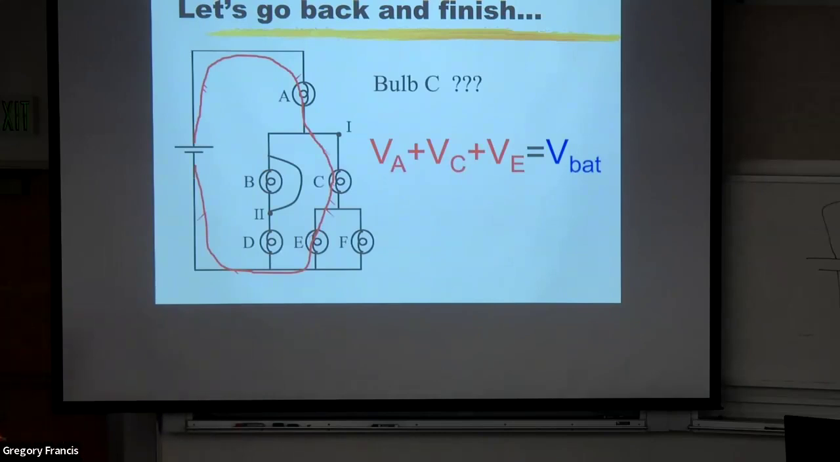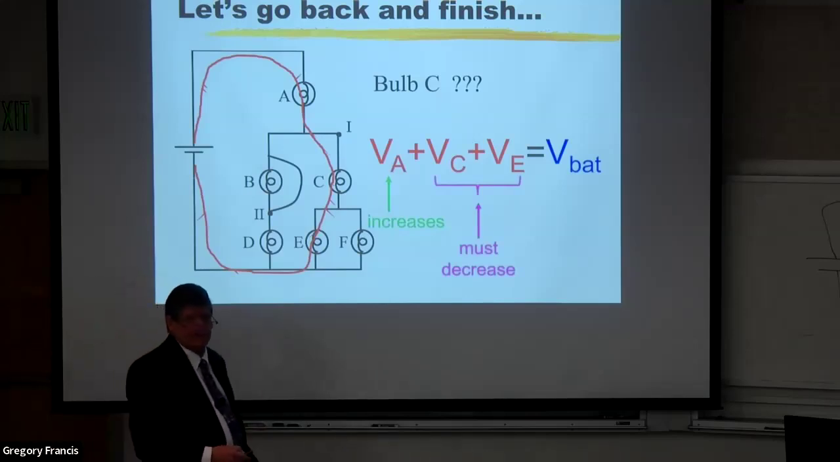Well, I know that adding a path makes the indicator bulb go brighter. So that voltage gets bigger. I know that E is always going to get half the current that C has, so they have to go the same direction. If C gets brighter, E gets brighter. If C gets dimmer, E gets dimmer. So they have to both decrease in order for that equation to still equal 12 volts. Okay?